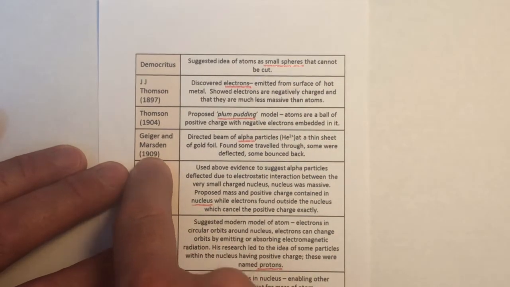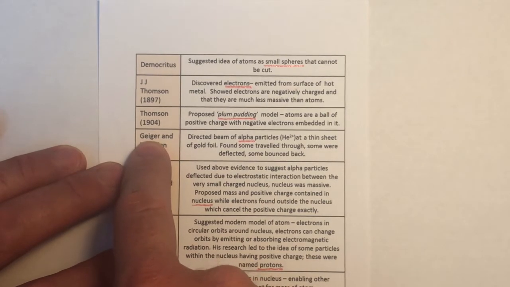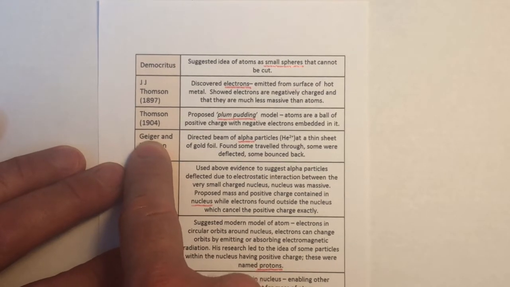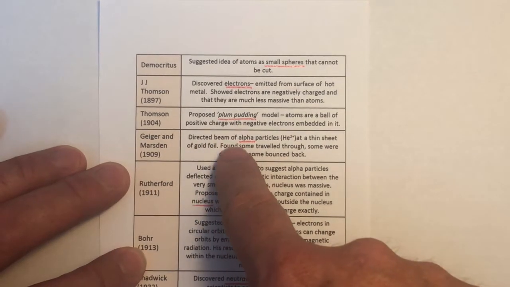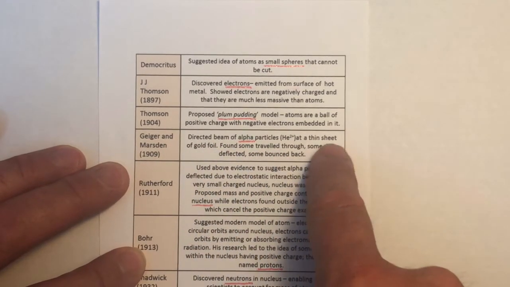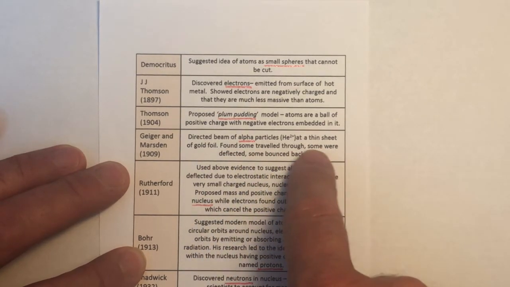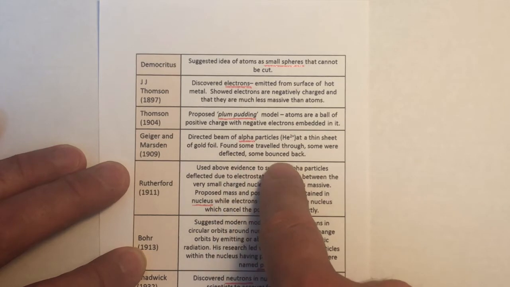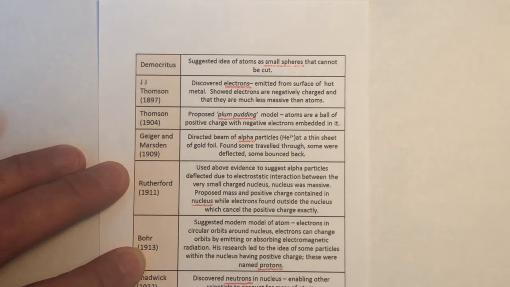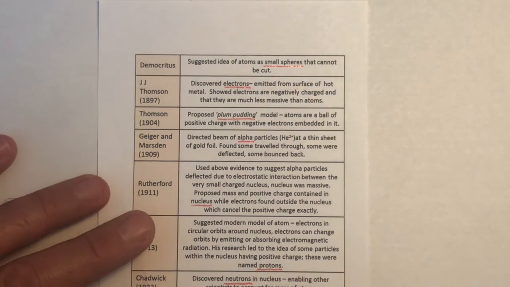Geiger and Marsden, right? Geiger has an incredibly famous name to do with the Geiger counter, which detects radiation. What he did is direct a beam of alpha particles at a thin sheet of gold foil and found that some travelled through, some were deflected and some bounced back. In a later video we'll go through that actual experiment in more detail.